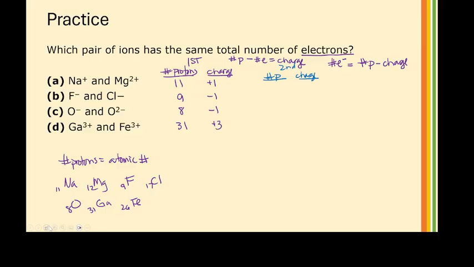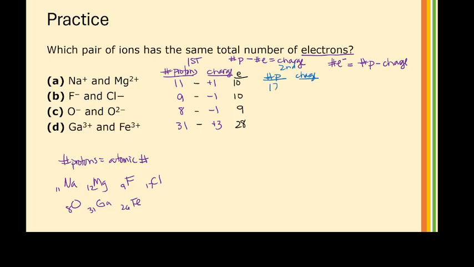So if I subtract the charge from the protons, the protons minus the charge, I get 10. And this one would be 9. Remember, 9 minus a -1 is really 10. 8 minus a -1 is 9. 31 minus 3 is 28. Let's do that now for the other one in the series. Again, you might be able to guess and test one and get there faster, but we're practicing along the way. So we're building our skills.